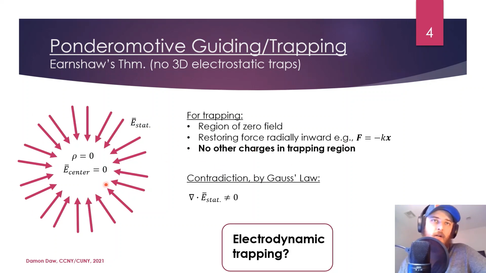So you can say, well, maybe I'll set up an electric field like this. This is a static electric field, and I want no charges in here, and I want the electric field at the center to be zero. Well, you can look at Gauss's law, and you can see that this is not a divergenceless field, so there has to be some charge inside this region in order for Gauss's law to be satisfied. So we find a contradiction. And people realized this, and someone named Earnshaw first came up with this theorem. And this motivated people to think, well, this applies for electrostatic fields, but what about electrodynamic trapping?